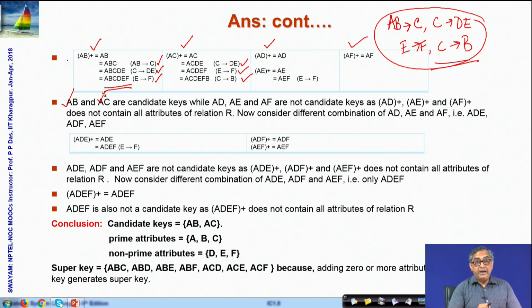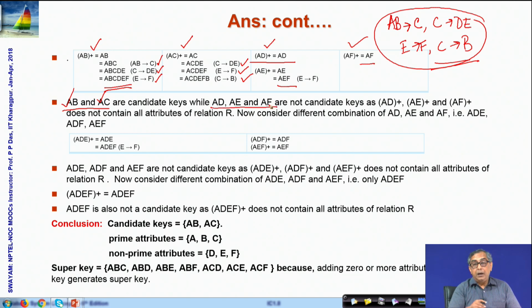But if I consider A D, initially it is A D, and then it does not add anything else, because there is no functional dependency with A or D or A D as a left hand side. So, the closure remains A D. So, A D cannot be a candidate key, it does not have all the attributes in its closure. Similarly, for A E and A F you will find that these are not candidate keys. So, we have got two candidate keys, and we find that these three pairs are not candidate keys.